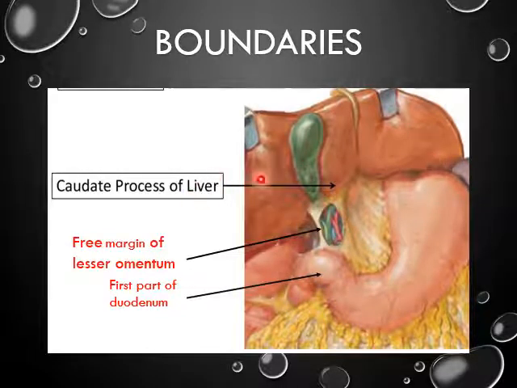Superiorly, as you can see, it is the liver. To be exact, the part of the liver which becomes the superior boundary is the caudate process of the liver. The inferior boundary is formed by the first part of the duodenum. This is the stomach, which continues as the duodenum, and this one becomes the first part of the duodenum. So the boundaries of the epiploic foramen are: anterior, the right free margin of the lesser omentum; posterior, the inferior vena cava; superior, the caudate process of the liver; and inferior, the first part of the duodenum.